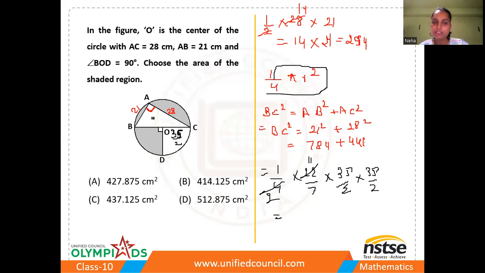Now I have the area of this triangle and the area of this quarter region. So what can I do? I can just subtract these two areas from the total area of the circle. The total area of the circle is pi r square. That means 22 by 7, the value of pi, multiplied by r. R is 35 by 2, so 35 by 2 whole square. Here you have to do the simple calculation and then you will get the answer as option A. Simple calculation, nothing else.